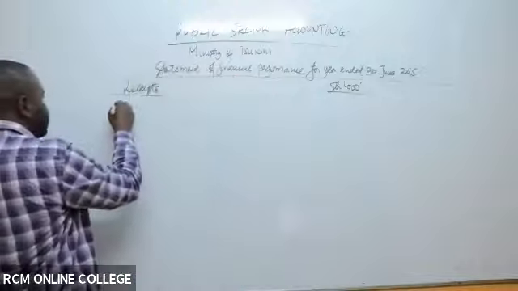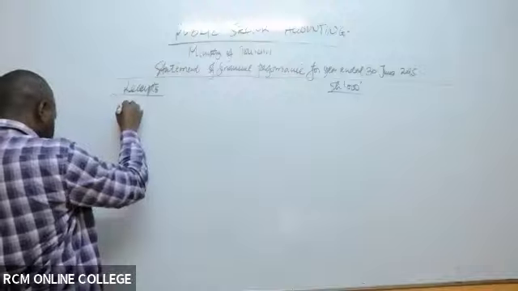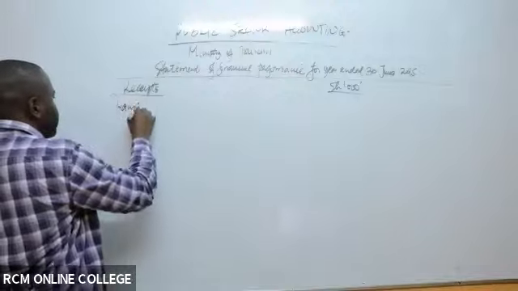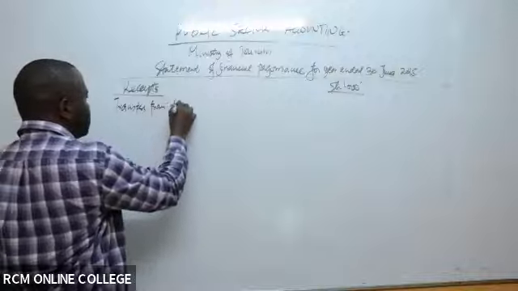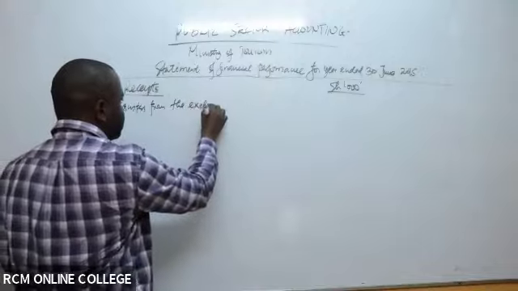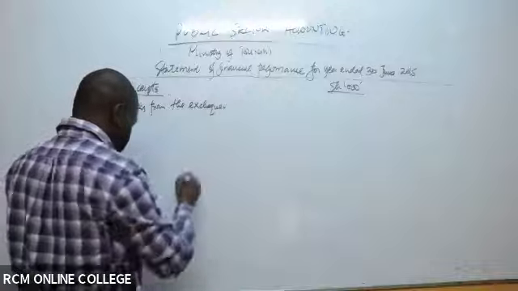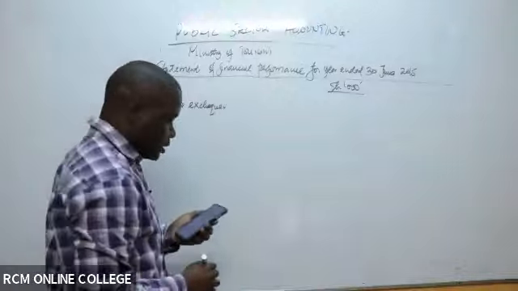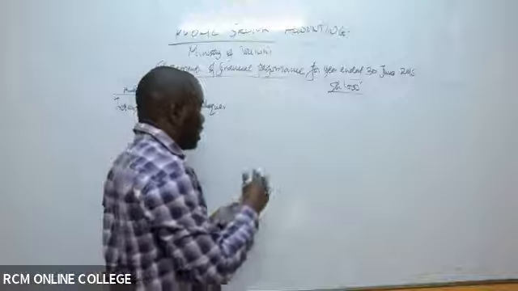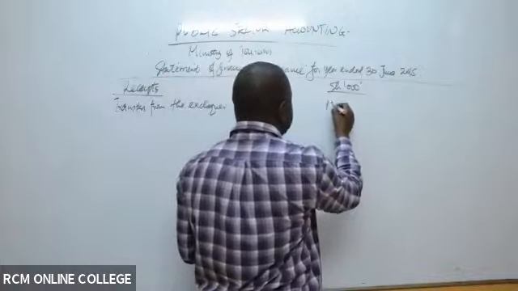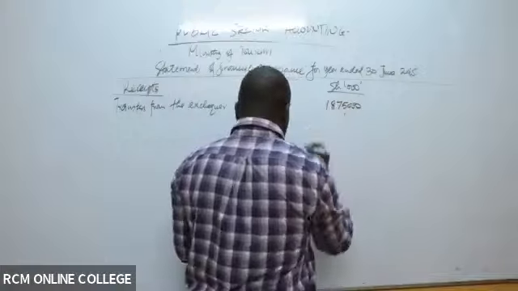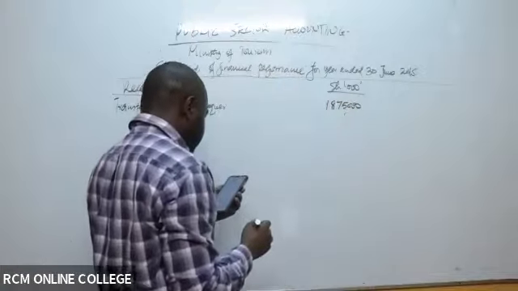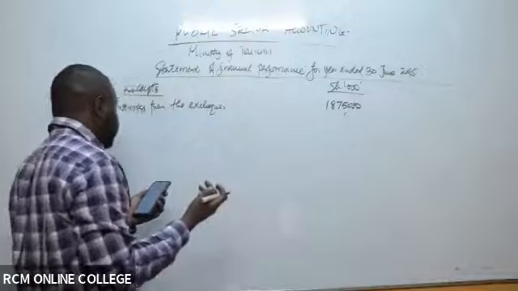So you have the transfers from the exchequer. Transfers from the exchequer. So that was how much? 1,875,000. Then you have, in this case, fees, fines, and licenses.